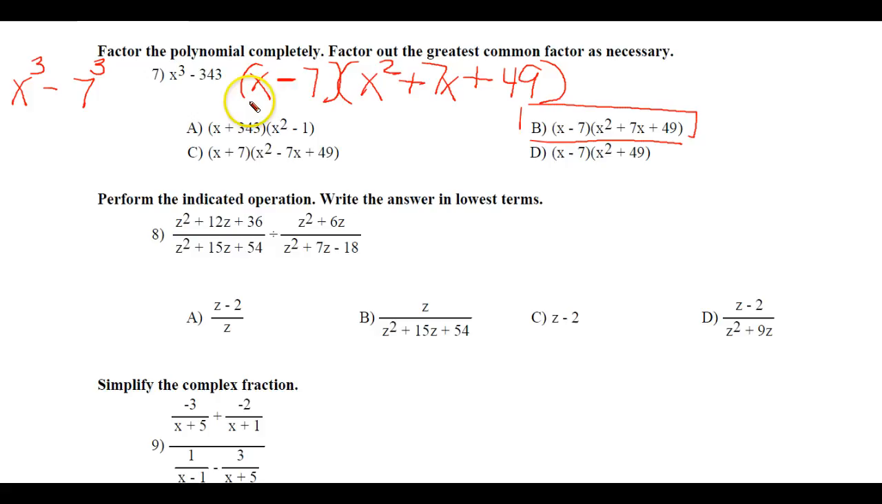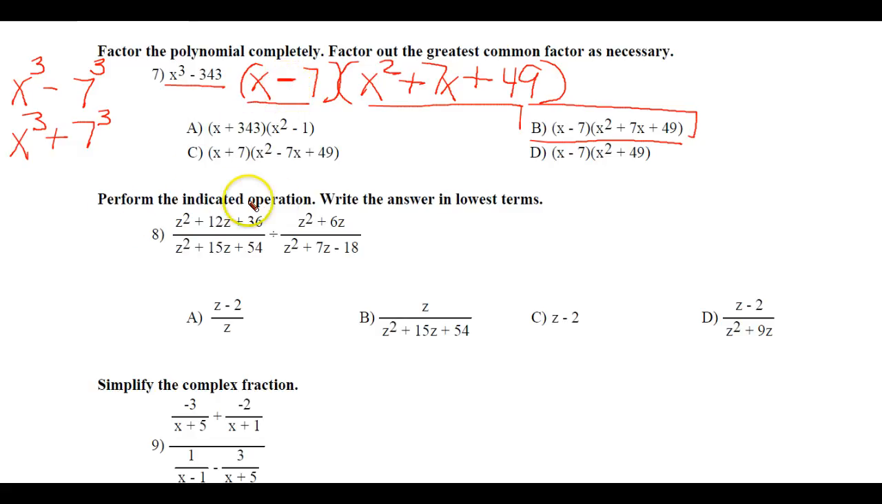Now, if you were to multiply this by this, you would get that. But this is a special technique for factoring the difference of perfect cubes. Now, if that sign were a plus, everything would be the same except this sign would be positive, this sign would be negative. Again, this is a little technique that if you mastered it, very good.